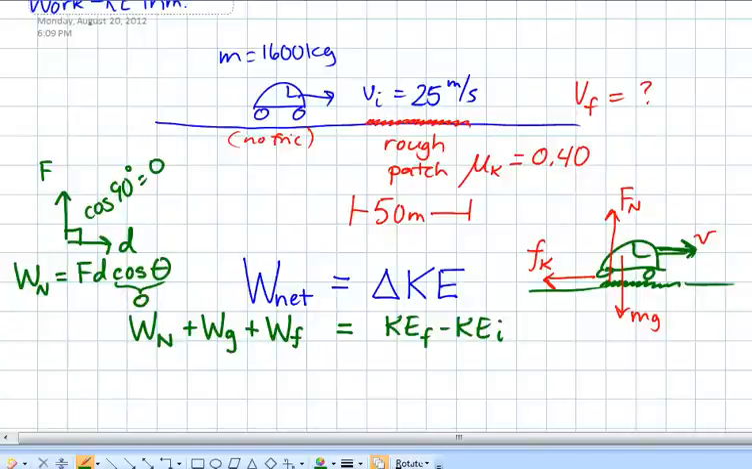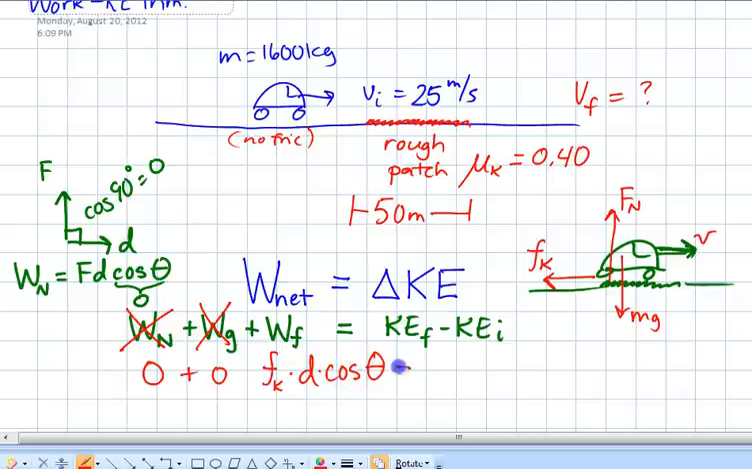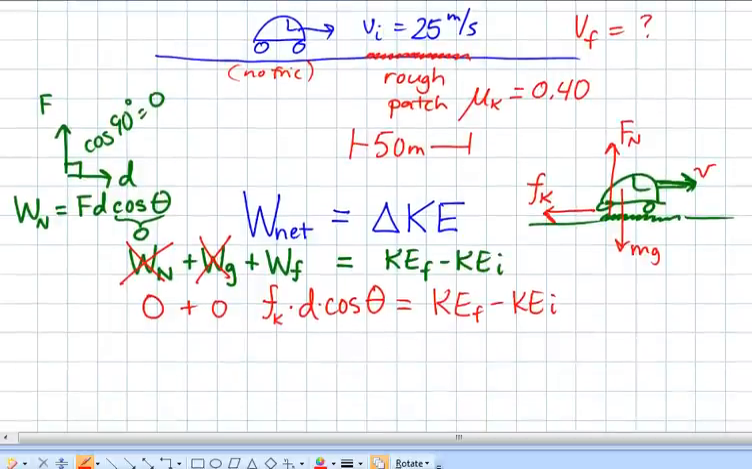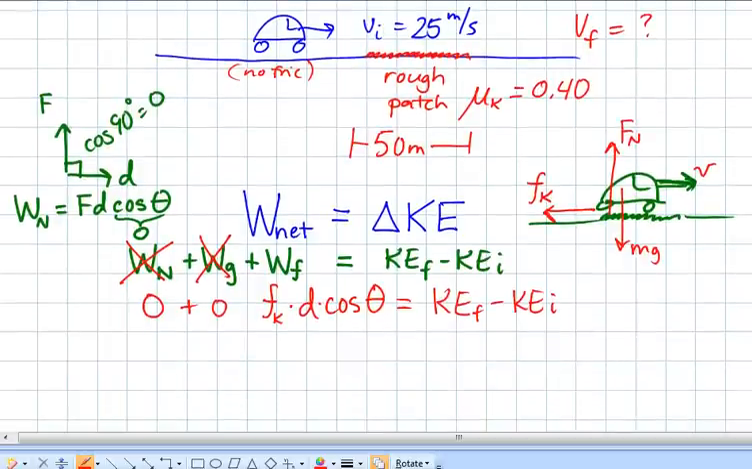So what this means is that as the car travels to the right, the normal force is not doing any work. For the same reason, neither is gravity. Friction is another story. For friction, we're going to have to calculate the force of friction and multiply it by the distance, and then multiply that by the cosine of the angle between them. And then that's going to give us kinetic energy final minus kinetic energy initial. Alright, so let's remember what we know about the force of friction.